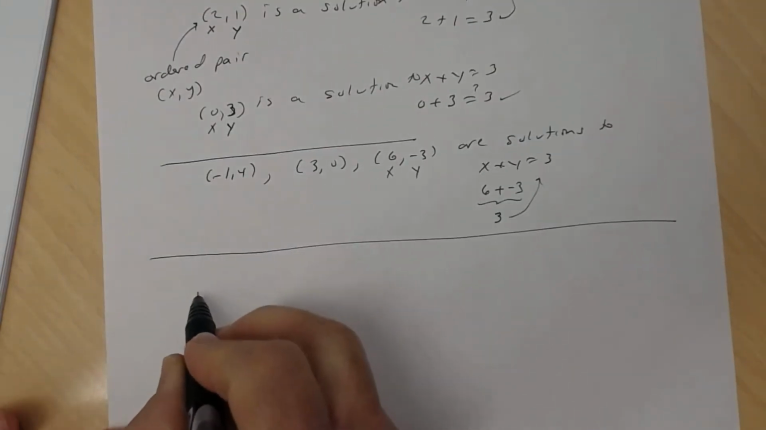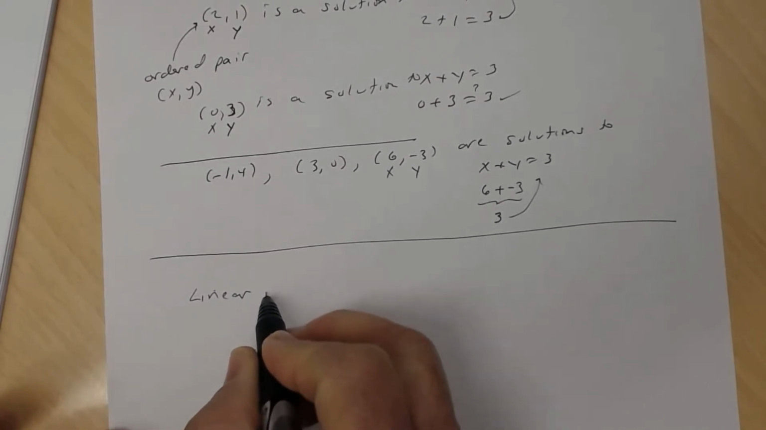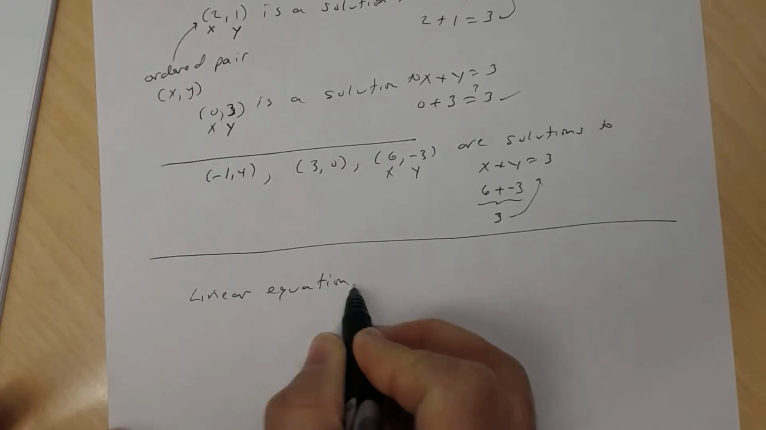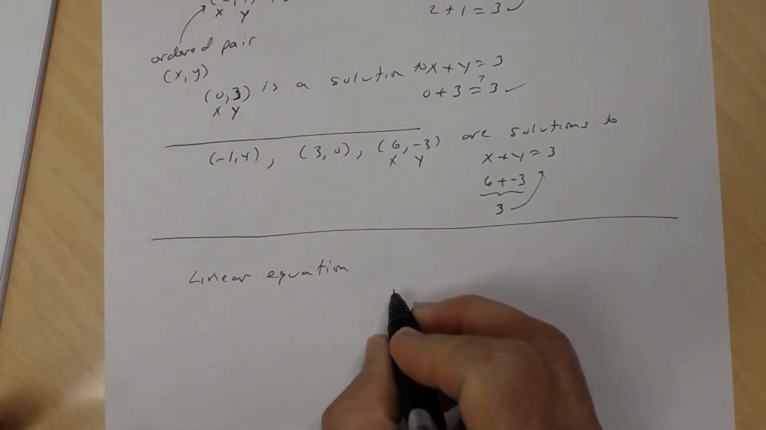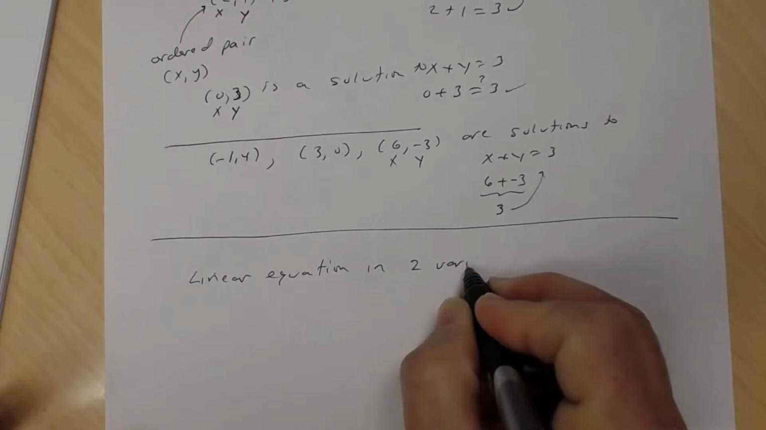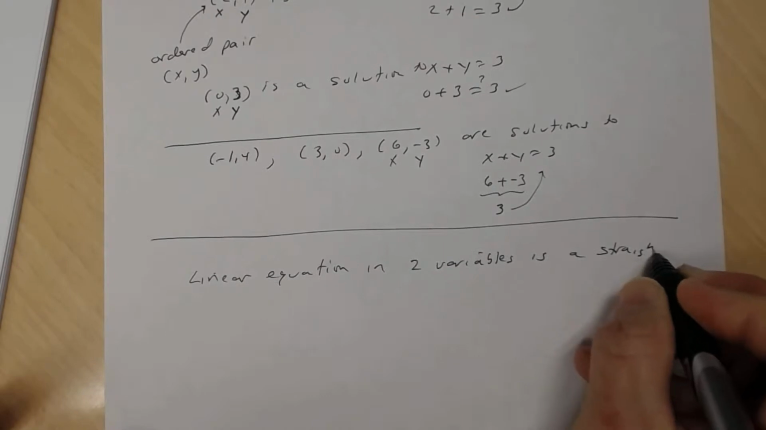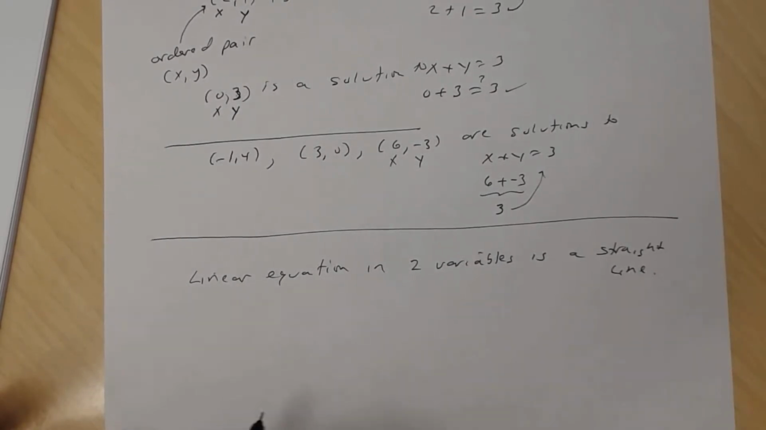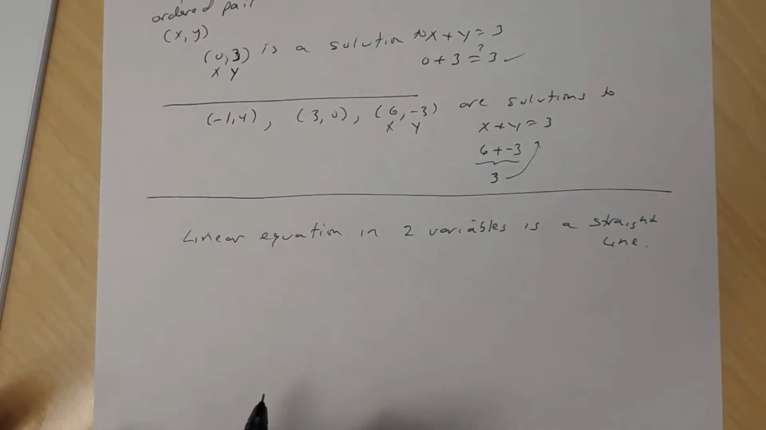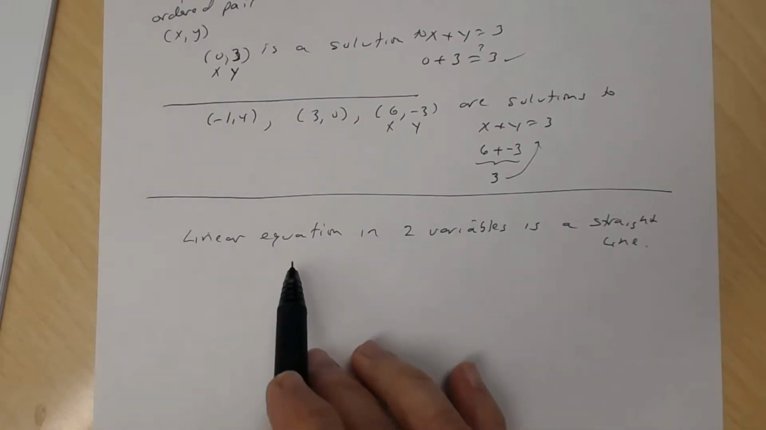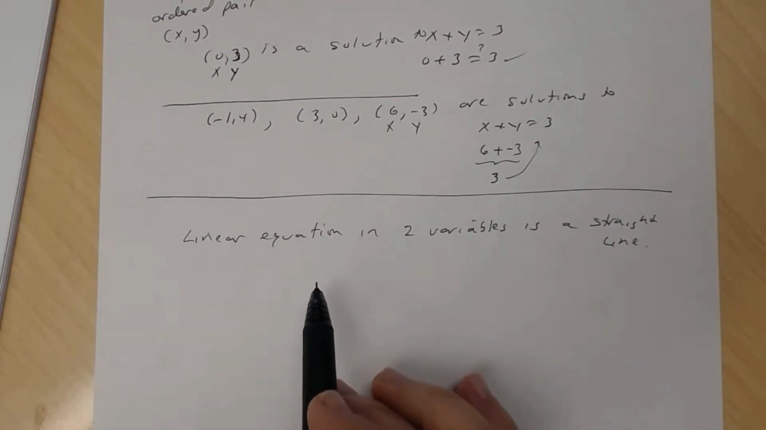All right, so first of all, remember that a linear equation in two variables is a straight line. So when you graph these linear equations and you're dealing with two variables, the graph is going to be a straight line. The solutions of the linear equation will be every point on that line. So there's going to be an infinite number of solutions.